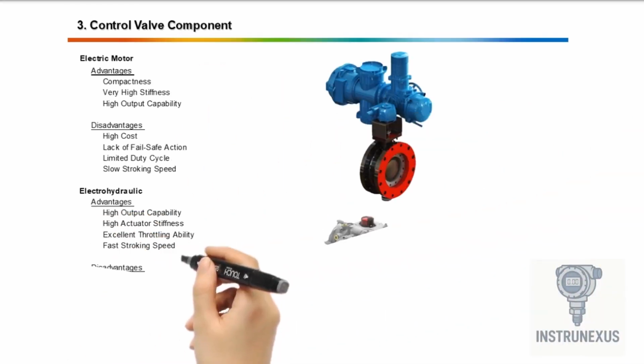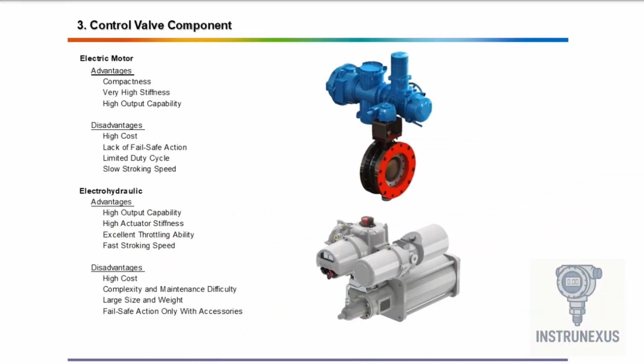Let's take a closer look at electric actuators. Advantages. One of the biggest benefits is their compactness, which makes them ideal for space-constrained installations. They also offer very high stiffness, meaning they resist movement when not actively powered, great for precise positioning. On top of that, they deliver high output capability, making them suitable for operating large valves under significant loads.